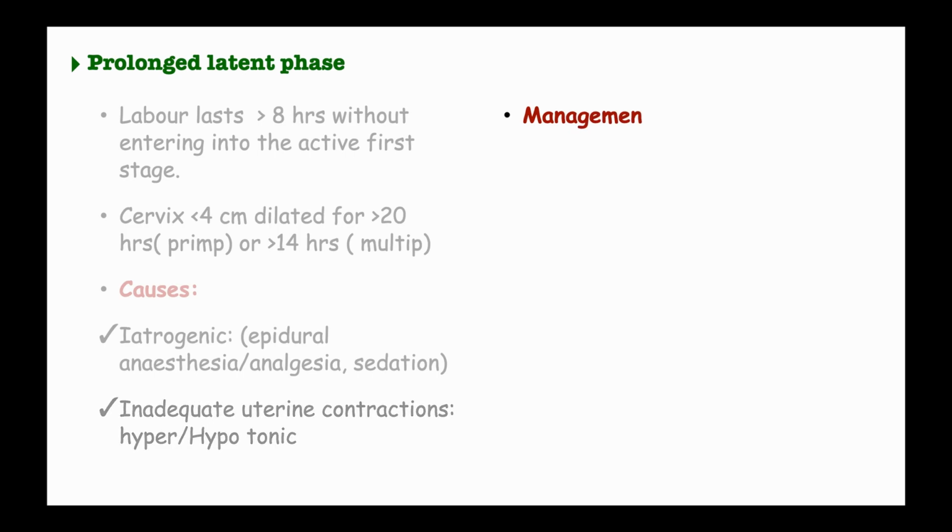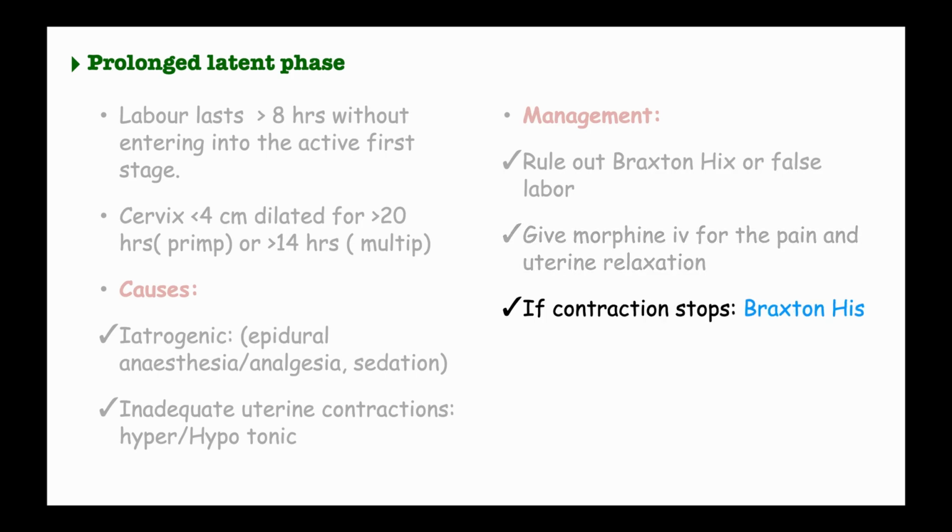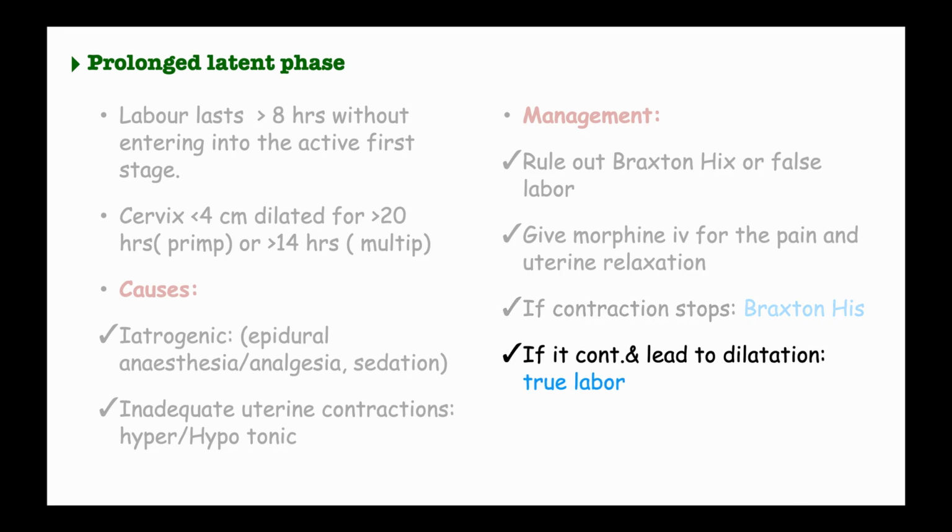So how do we manage the prolonged latent phase? We have to rule out any Braxton Hicks contractions or false labor. How do we do this? We have to first give morphine IV to reduce the pain and also the abnormal uterine contractions. And if the contractions stop, then it is Braxton Hicks or false labor. But if the contractions lead to dilatation, then we say this is true labor. Now, we must also make sure that the bladder is empty at all stages of labor, since a full bladder will interfere with uterine contractions.